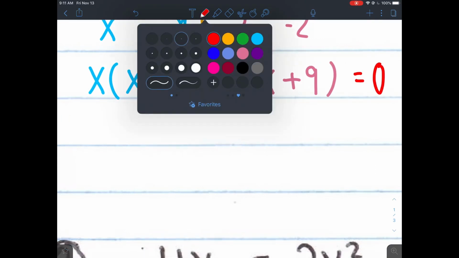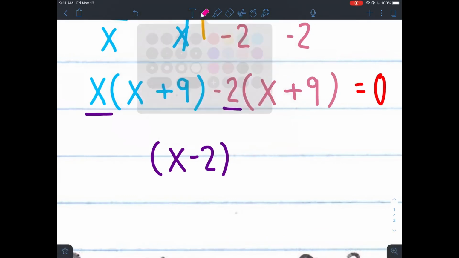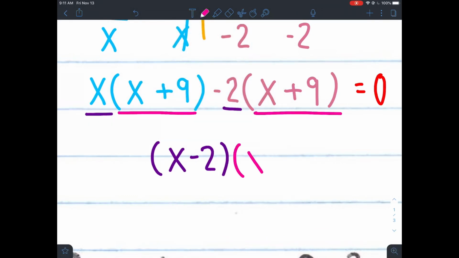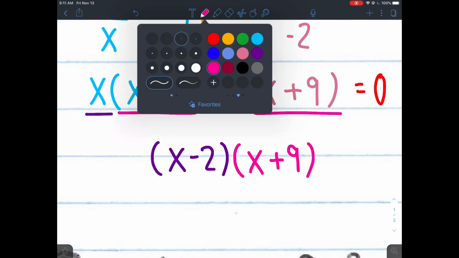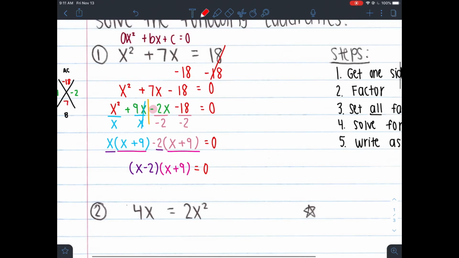So our next step here is we want to put our 2 GCFs into a set of parentheses. So one of our factors is going to be x minus 2. The other factor is going to be one set of the matching, so this would be x plus 9. And lastly, equals 0. So notice how I kept equals 0 on the entire thing.